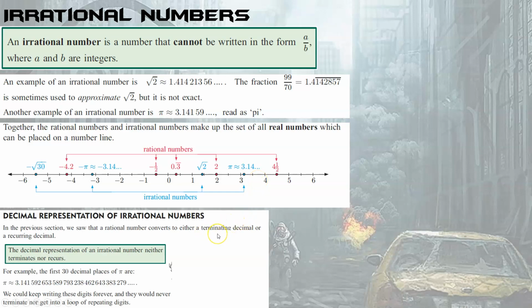If we now look at decimal representation of irrational numbers, previously we've seen that a rational number can either be terminating or recurring when we convert it into a decimal, and the decimal representation of an irrational number will neither terminate nor recur. This is what we saw up here. It's not terminating because it goes forever, and there's no pattern here. It's completely randomized. So as we saw, an example is pi, and pi has infinite digits. There's a whole bunch of things out there of people counting or recording pi up to 1,000, 100 decimal places, but it never actually ends.